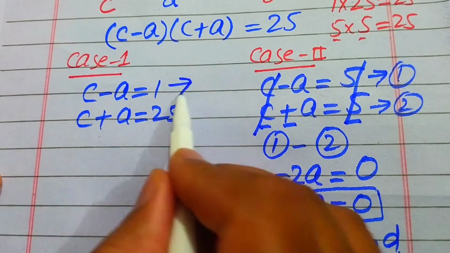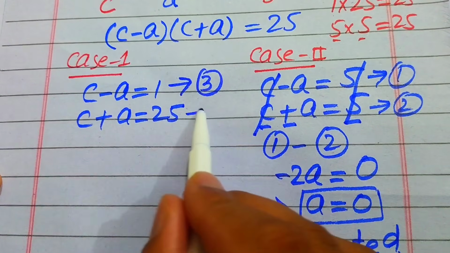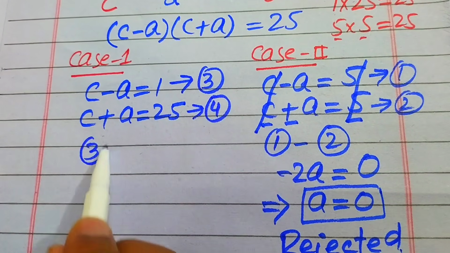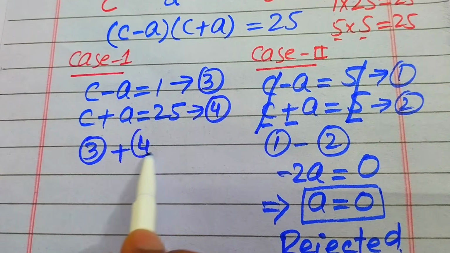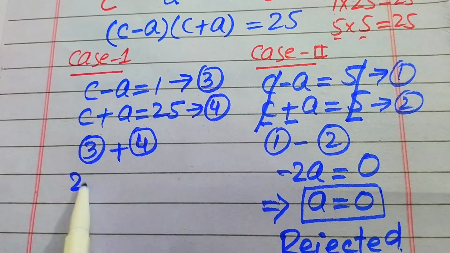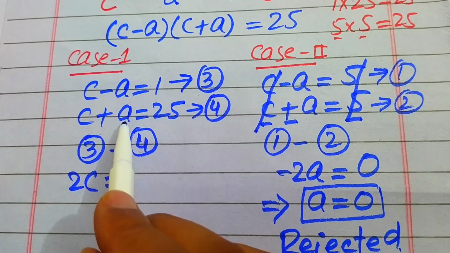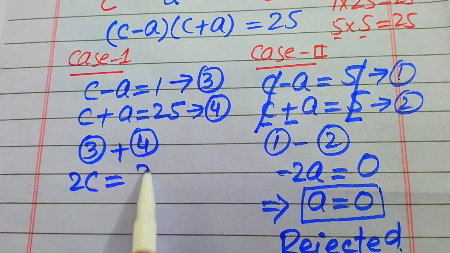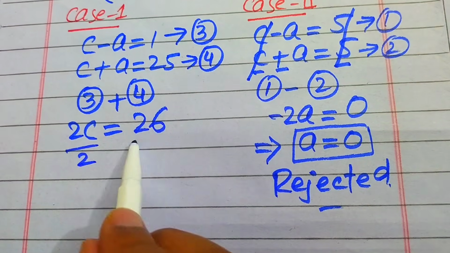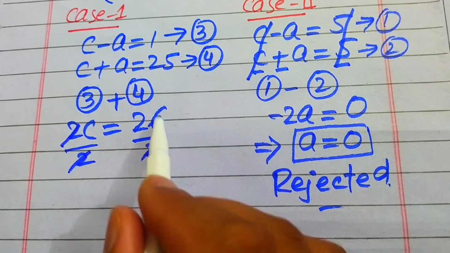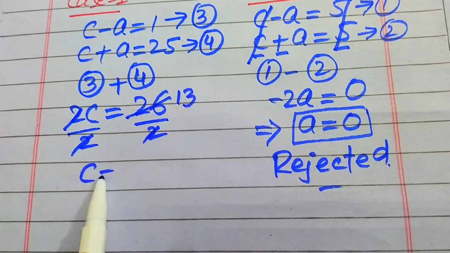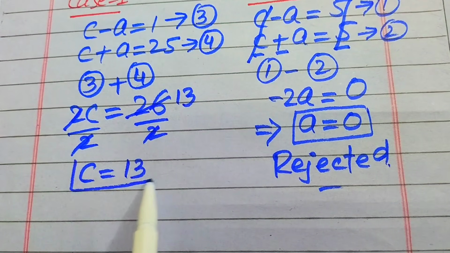In this case, we denote this equation by equation number 3 and the other by equation number 4. First we sum up equation number 3 and equation number 4. When we add these two equations, c plus c becomes 2c, negative a and positive a are gone, and 1 plus 25 becomes 26. For the value of c, we divide both sides by 2, so the 2 and 2 are gone, and 26 divided by 2 is 13. So we easily get c equals 13.